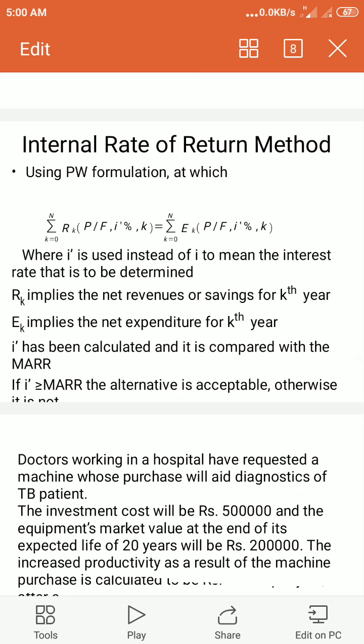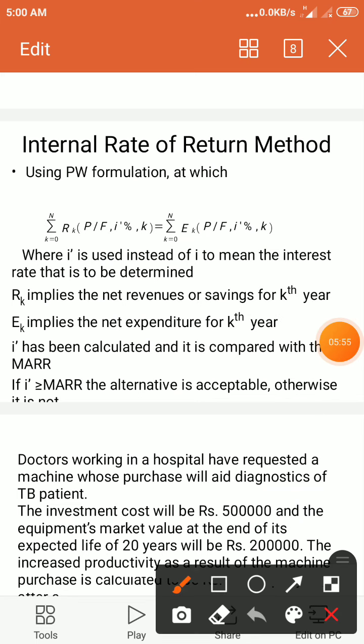When we consider a particular interest rate of return I, the internal rate of return I, and we equate this, we can shift the right hand side toward the left hand side, and the right hand side now becomes zero. It means that we calculate the interest rate of return using the present worth method.